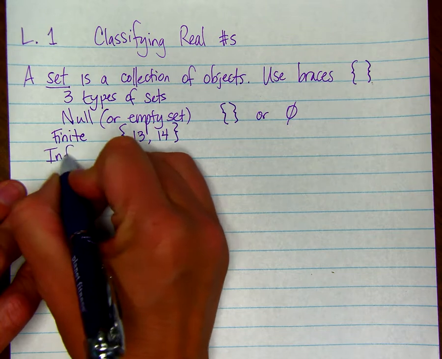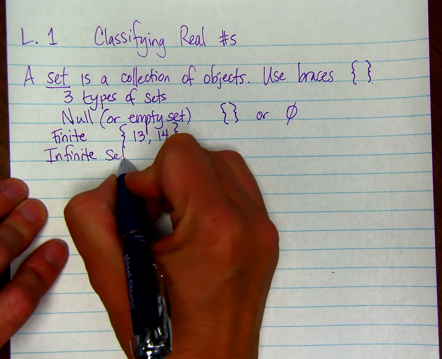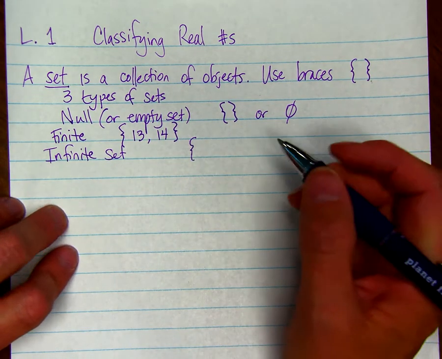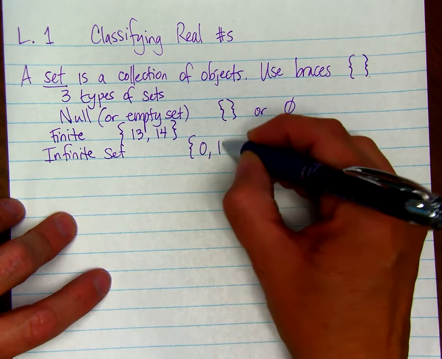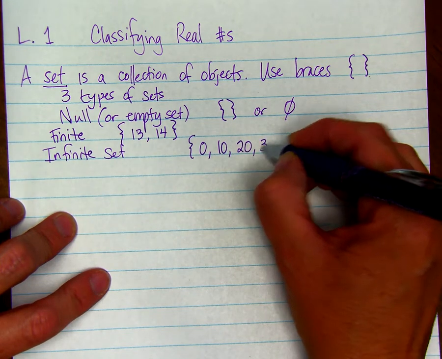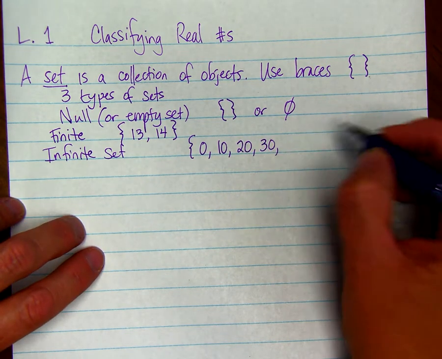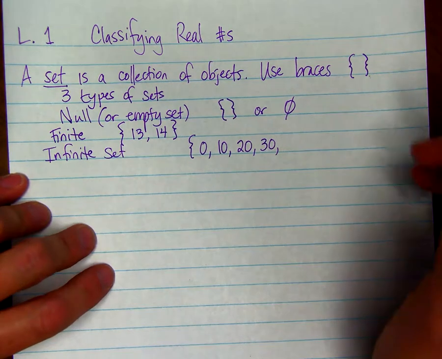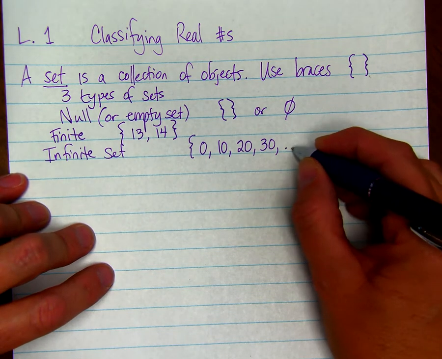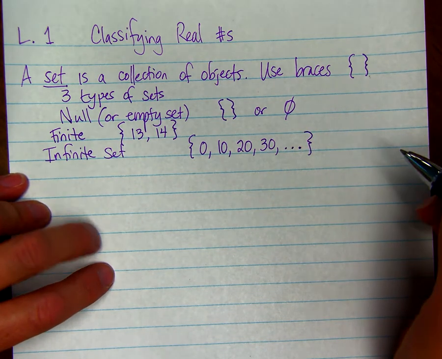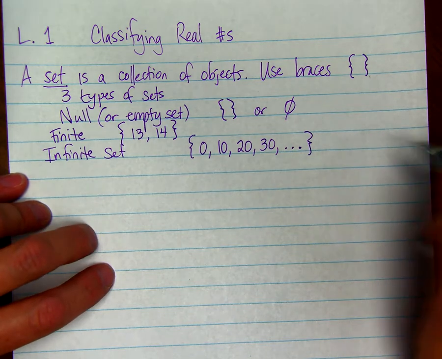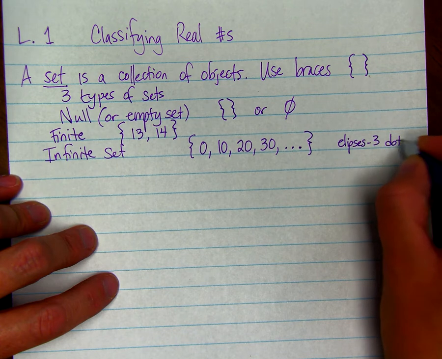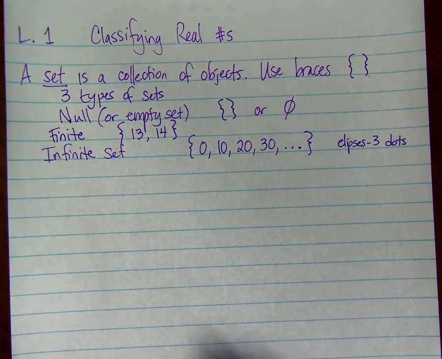Then we have what's called an infinite set. In the infinite set, we're going to need to use ellipses. So let's say we're counting by tens. So 0, 10, 20, 30. Well, we could keep counting by tens, and we don't want to write all of them because that would be impossible. So we're going to put 3 dots. Now those 3 dots are just called ellipses. Okay, so the 3 dots are ellipses. And that just means it's going to continue on without end.